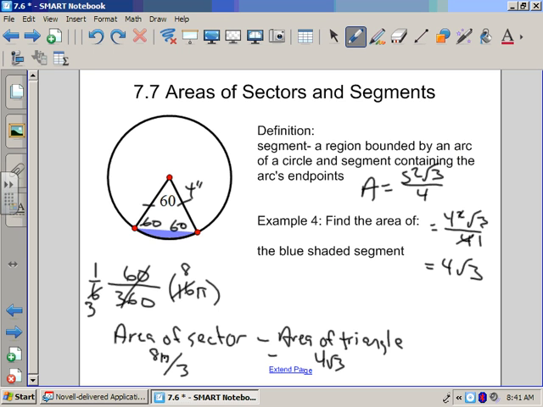The area of my segment, this blue shaded region, must therefore be the area of the sector, 8 pi over 3, minus the area of the triangle, 4 times the square root of 3. And for now, we're just going to leave it in this exact form. You can plug that in the calculator to get a decimal answer if it's needed.